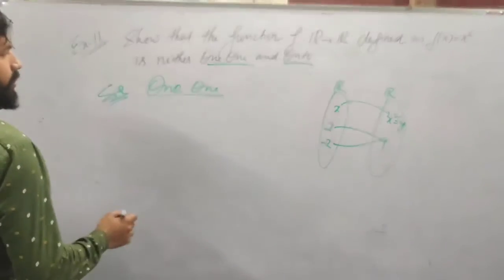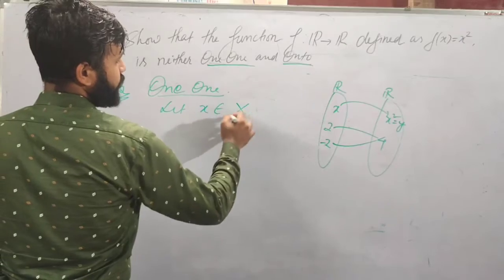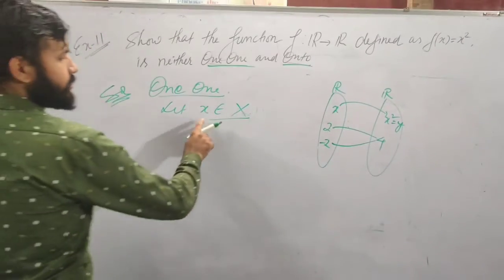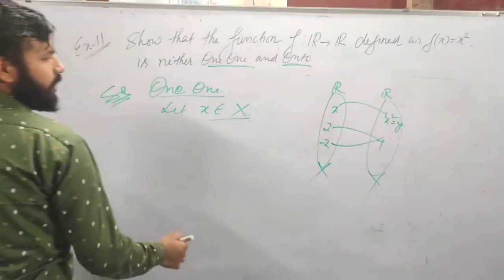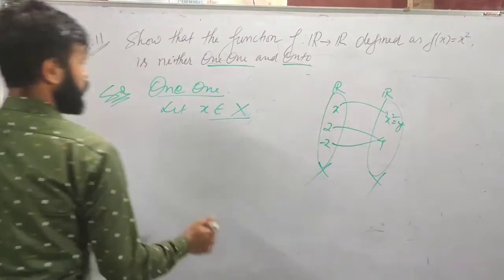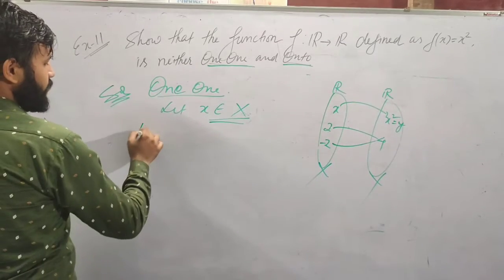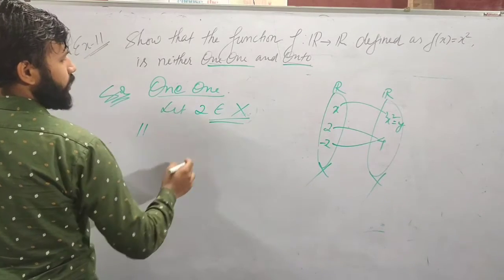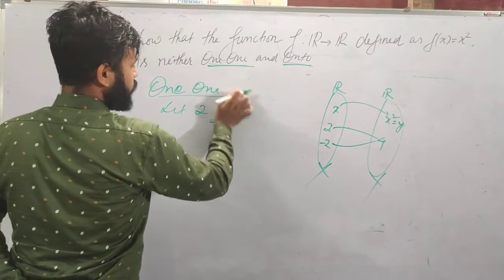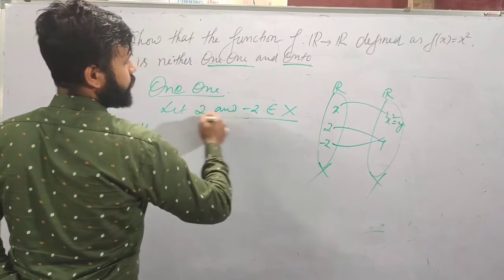So here, let x belong to the set of domain. This is the set of domain, and this is y, and this is the element. Okay, very good. Let x belong to the set of codomain. So here x means what? Let 2 and minus 2 belong to the set of domain.